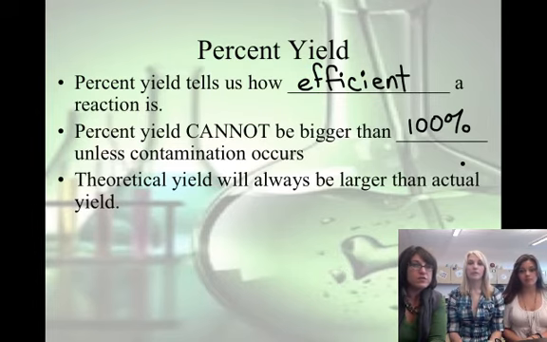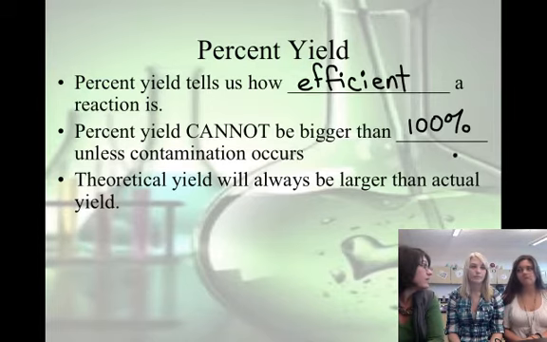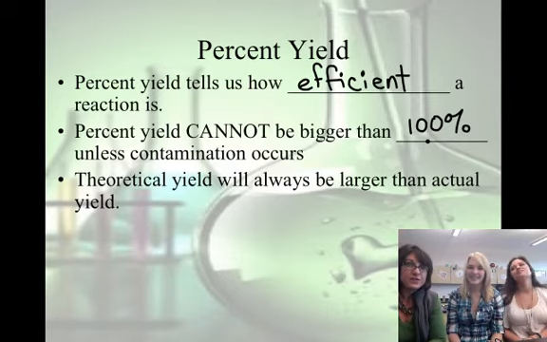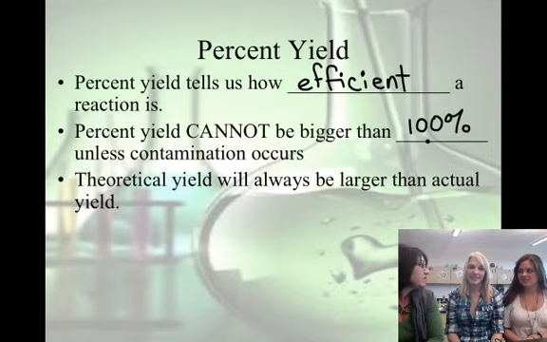Theoretical yield will always be larger than the actual yield, because sometimes, like in the copper to copper lab, you might accidentally pour some of your copper down the sink, or some of it goes through your filter, or maybe some of it stuck to your beaker when you tried to pour it across. Yeah, lots of things.